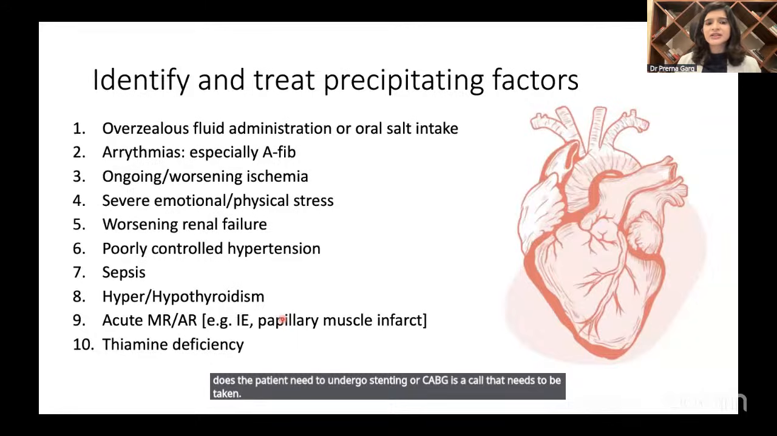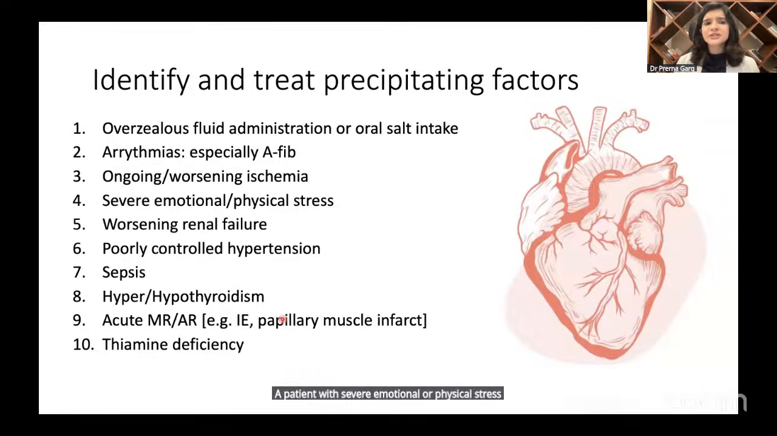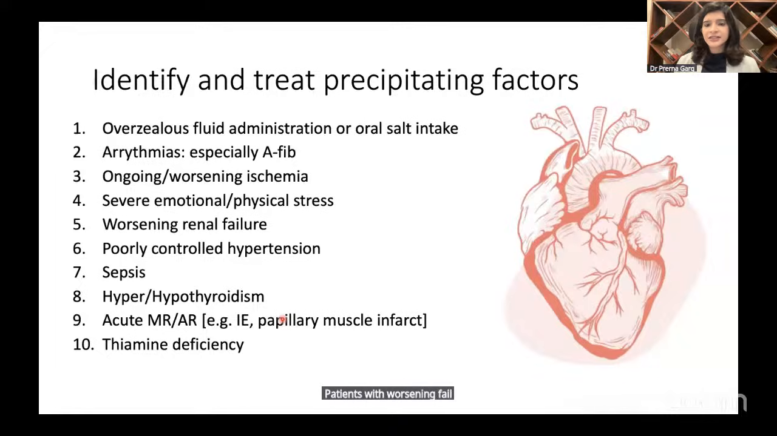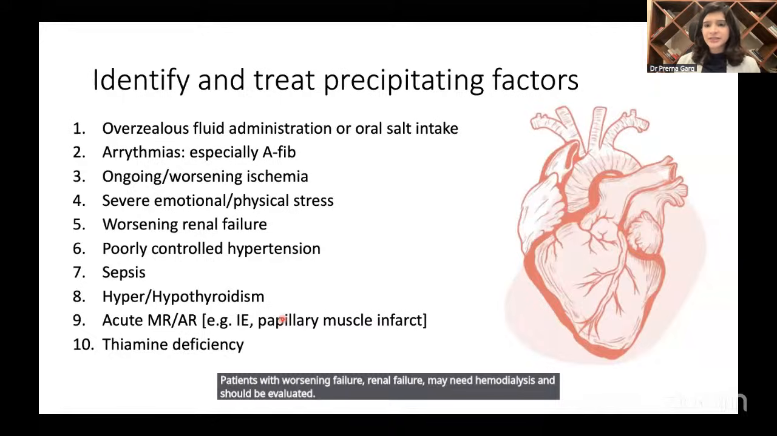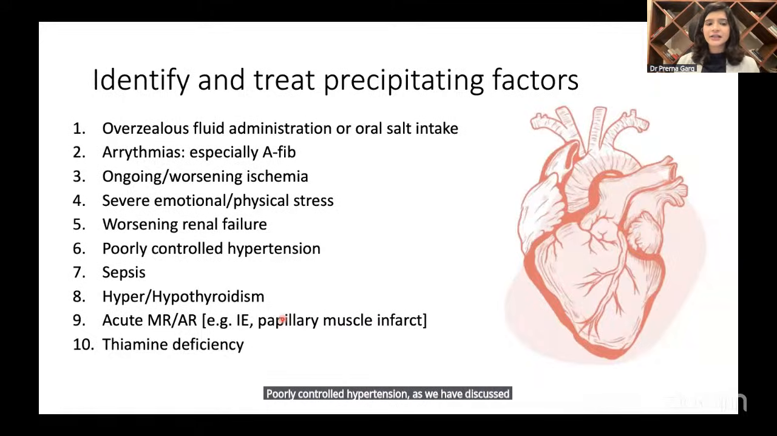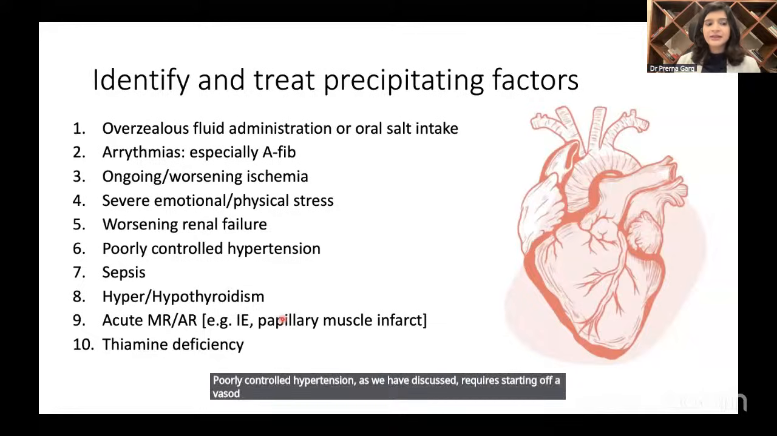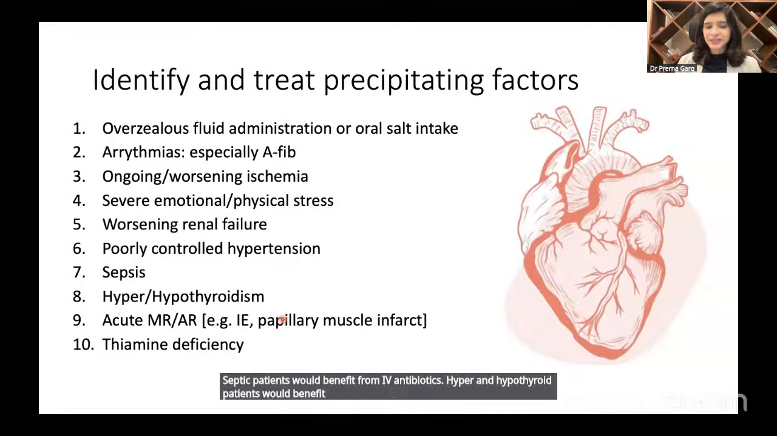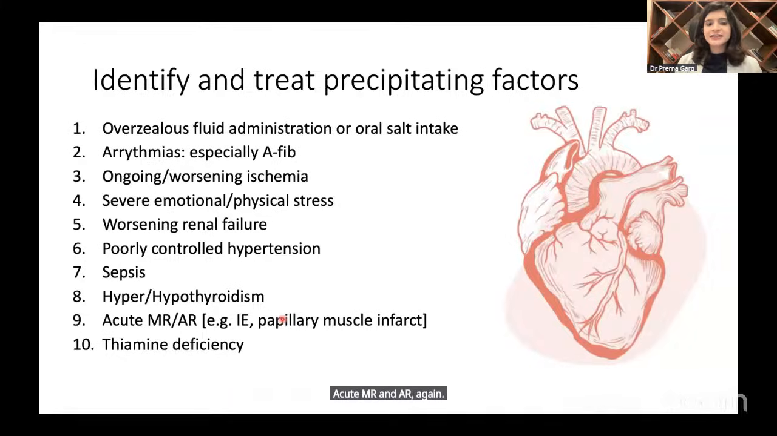A patient with severe emotional or physical stress, for example, just post-surgical, may benefit from some amount of IV sedation. Patients with worsening renal failure may need hemodialysis and should be evaluated. Poorly controlled hypertension, as we have discussed, requires starting of a vasodilator therapy. Septic patients would benefit from IV antibiotics. Hyper and hypothyroid patients would benefit from correction of their thyroid status. Acute MR and AR, again, as we discussed, need the initiation of vasodilator therapy.